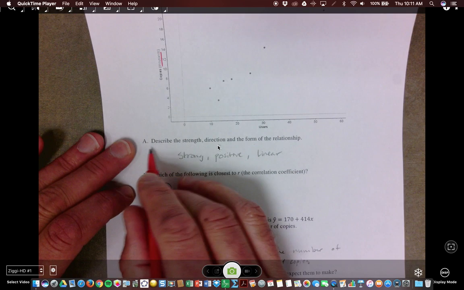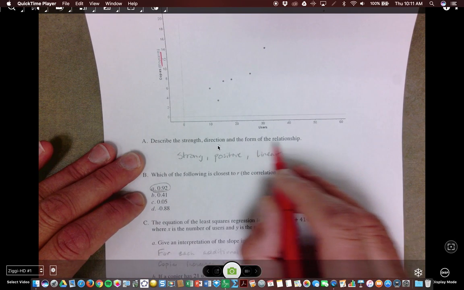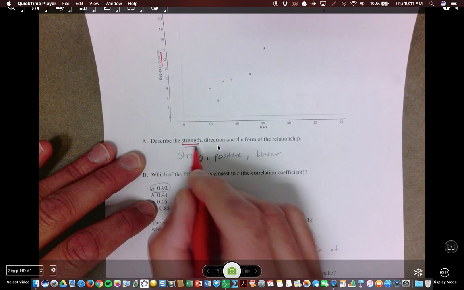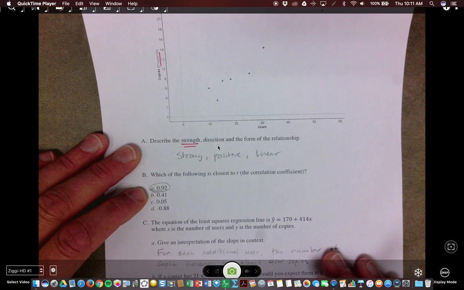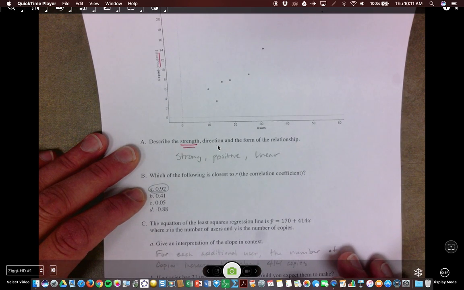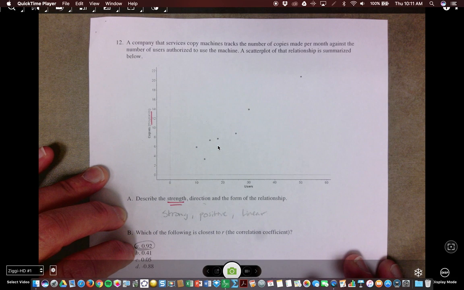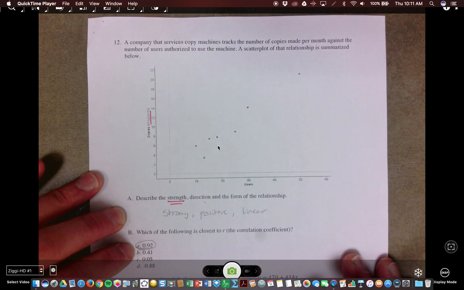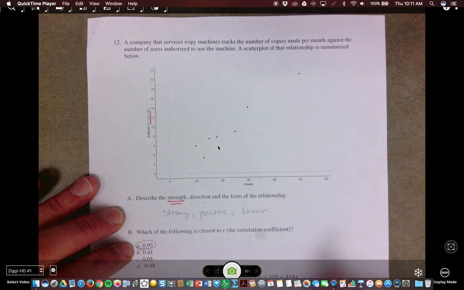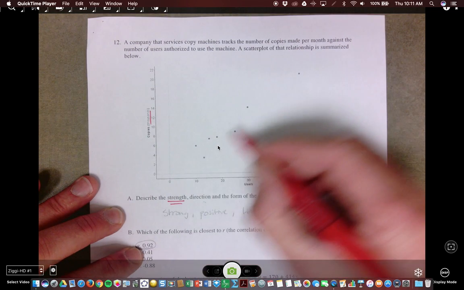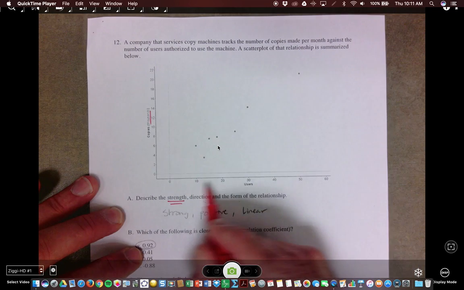Okay, so first, describe the strength, direction, and form of the relationship. So strength of a relationship, I want to know, is it strong or weak? If you look at the scatter plot, it looks like there's a pretty strong relationship between number of users and the number of copies made. Because this kind of goes up to the right, as the number of users increases, the number of copies increases, there's a positive association.